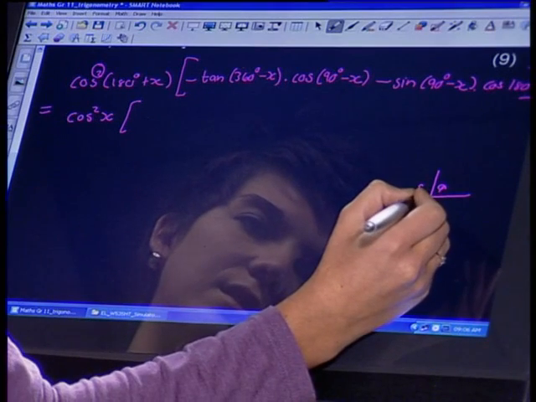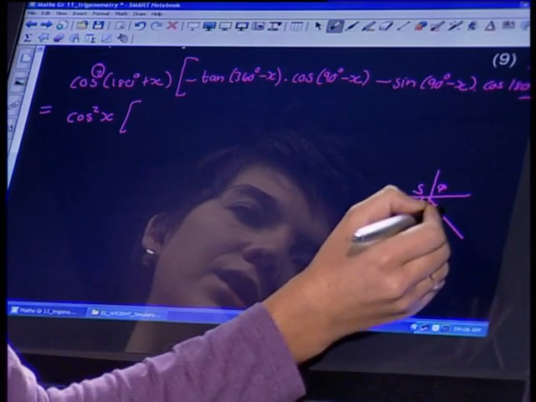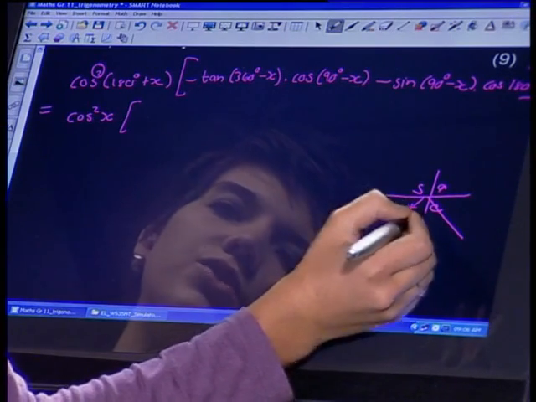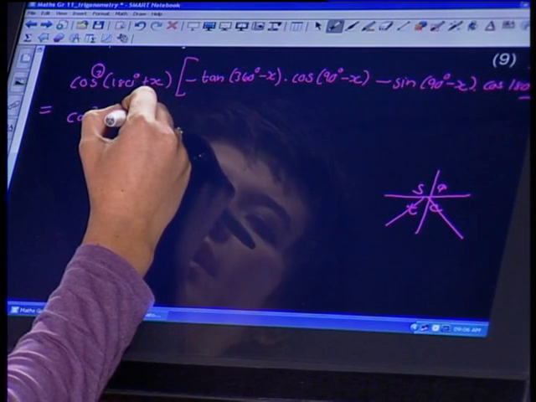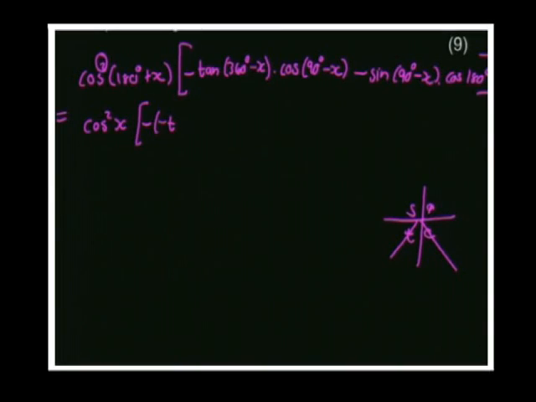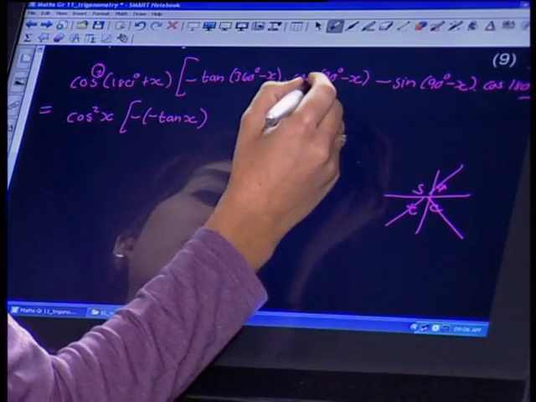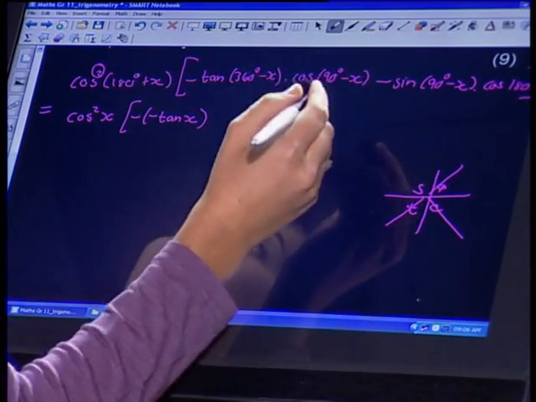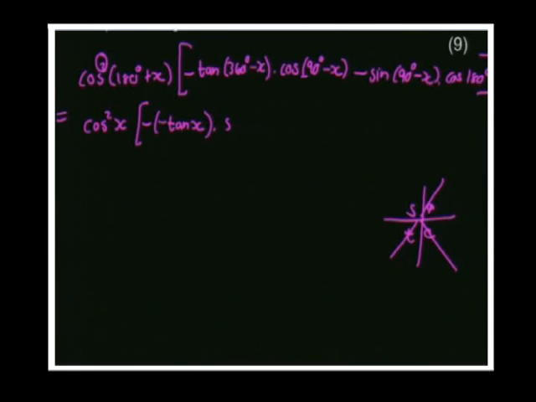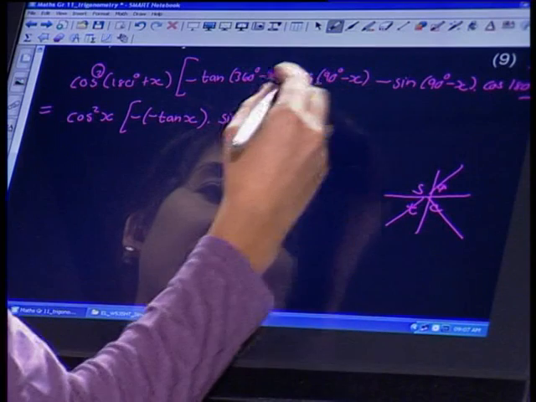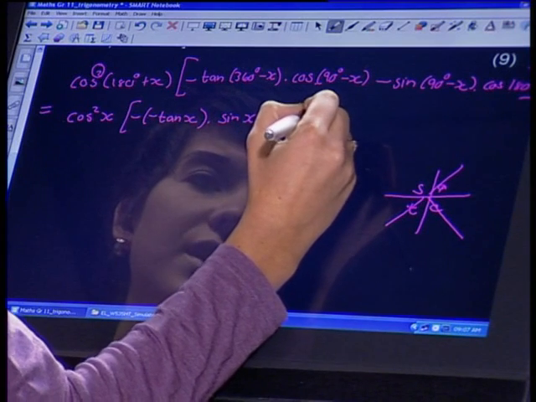360 minus x, that's in the fourth quadrant. And I know that tan is negative in that quadrant, so I have to add a negative. And a negative times a negative, well, that's a positive, but let's keep it like that for now. 90 minus x, I know that is in the first quadrant. I know this is also a cofunction. Cofunctions, cos changes to sine, sine changes to cos. So this cos will change to sine x. Then you have minus sine 90 minus x.